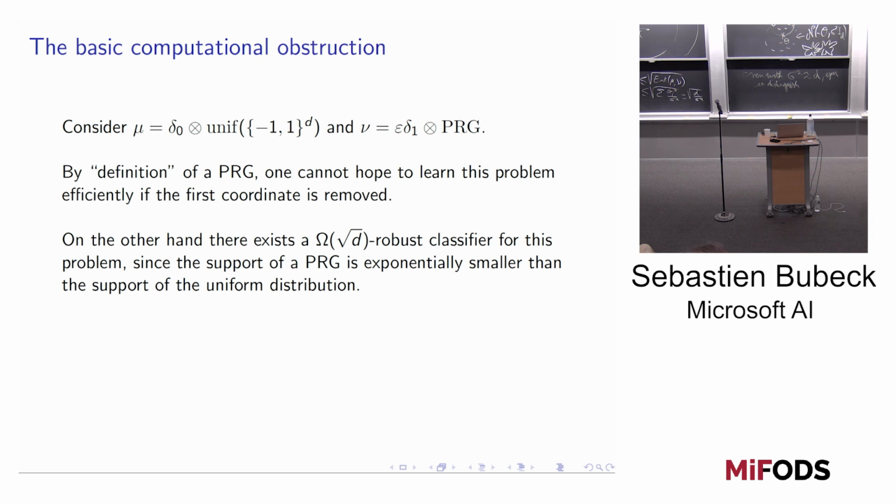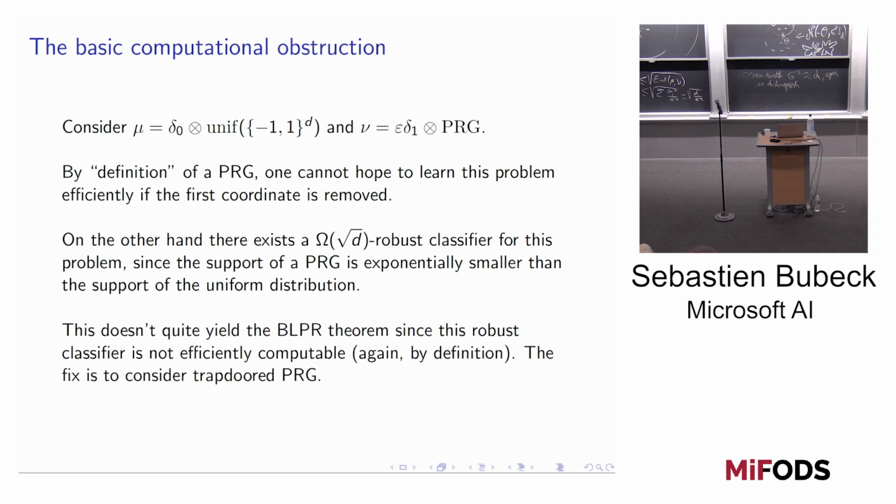So this is not enough to prove the theorem. So this doesn't quite yield our theorem. Oh yeah, by the way, I forgot to say, there are 2 papers on the arXiv, May and November, and in November we added Yin Tat Lee, my good friend and excellent collaborator, and we worked on this during the summer. So this doesn't quite yield exactly our robust theorem, because this robust classifier is not efficiently computable. In fact, by definition, it's kind of the definition of the PRG.